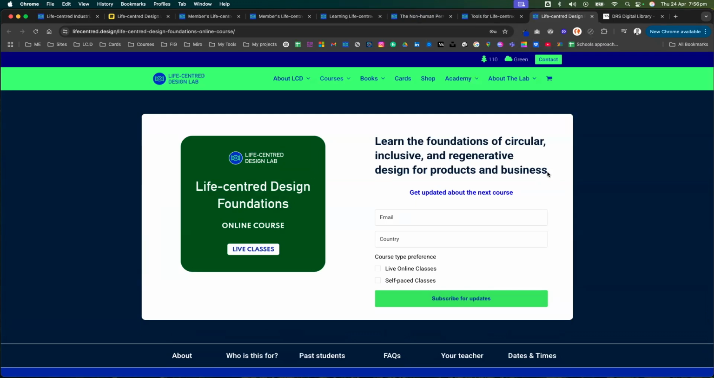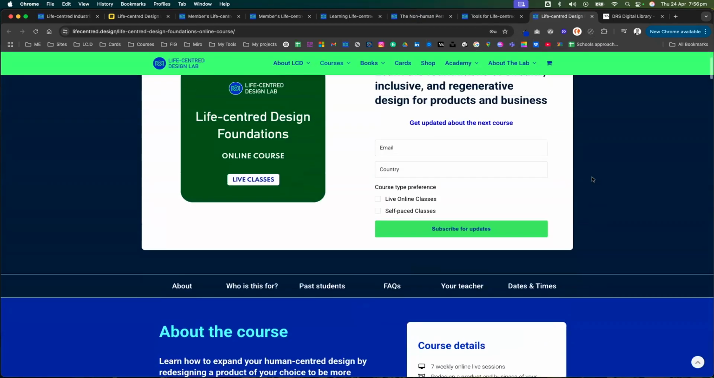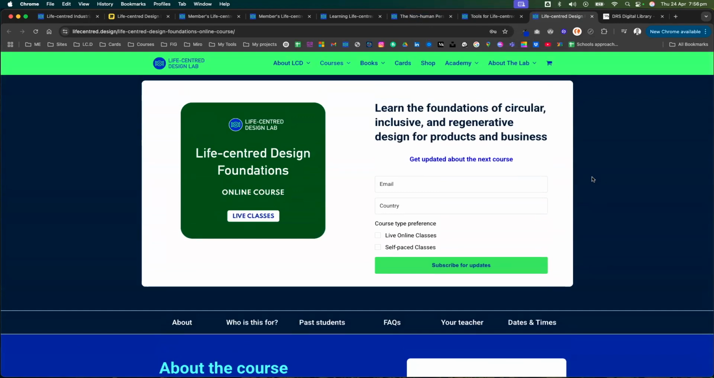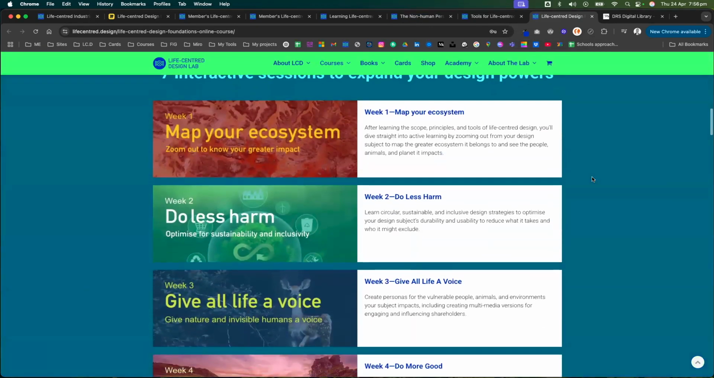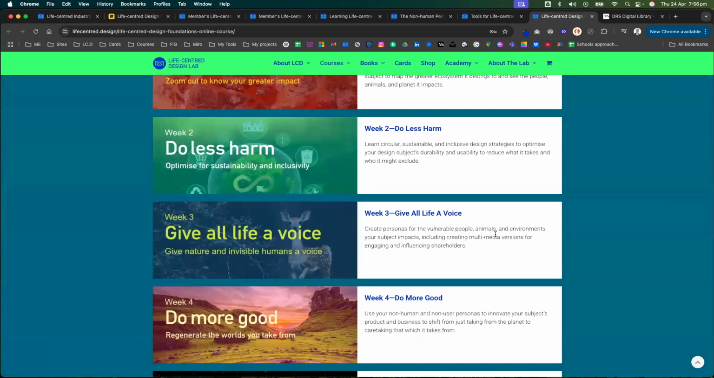If we can redesign them to do less harm and more good, then there's less for us to fix longer term. So this approach is about doing less harm first of all. So applying circular design, mapping your ecosystem to understand the impacts, and then doing less harm. Applying circular, sustainable, and inclusive design so that we take less from the planet, we take less from people, we impact them negatively less. So we really minimize what we're taking and what we're negatively impacting. And that sets us up to then move into a more regenerative mode, which is where we do more good.